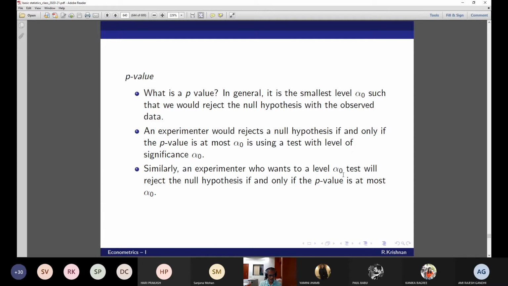What is a p-value that all of you must have heard of? That's very important now. What is a p-value? The p-value is the smallest level alpha such that we would reject the null hypothesis with the observed data. An experimenter would reject a null hypothesis if and only if the p-value is at most alpha 0, using a test with the level of significance alpha 0. The language is a bit complicated. Similarly, an experimenter who wants a level alpha 0 test will reject the hypothesis if and only if the p-value is at most alpha 0.